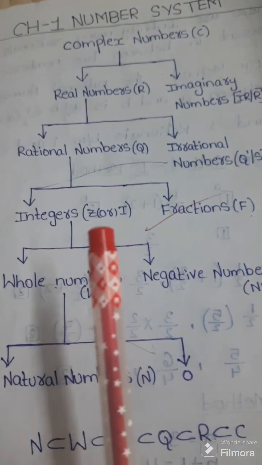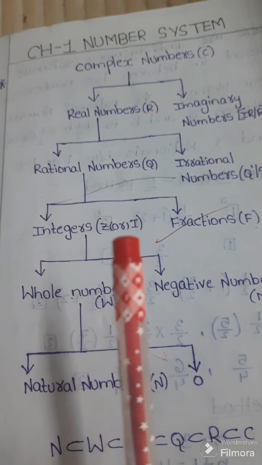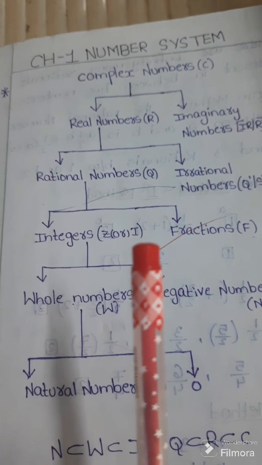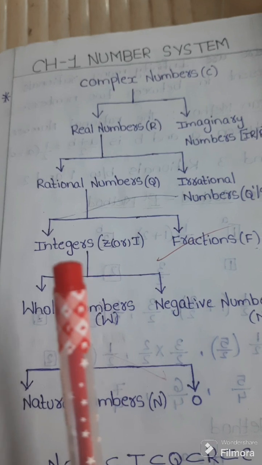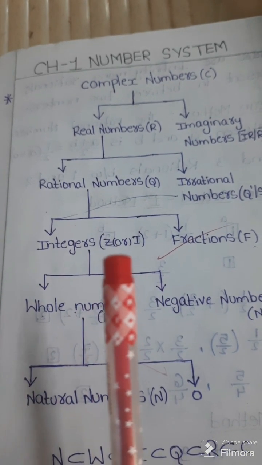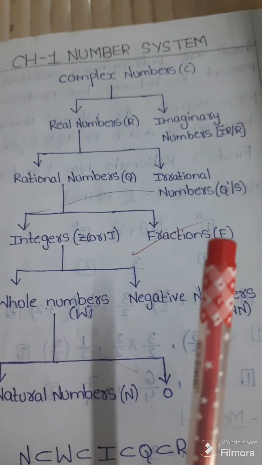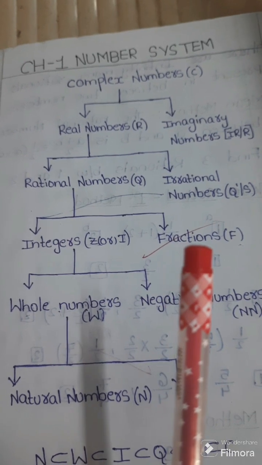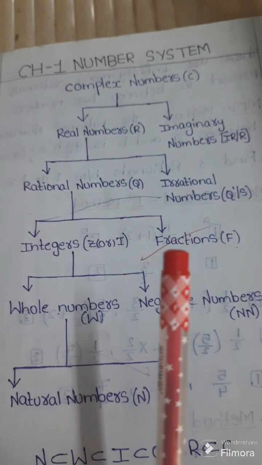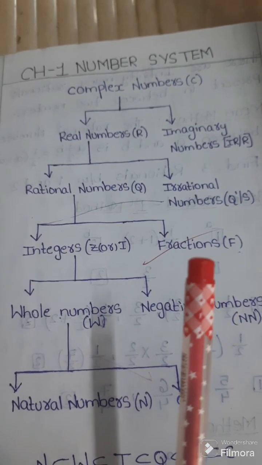Z comes from the German word, and I stands for the English word integer. So integers means negative numbers, positive numbers and zero, entirely. Fractions: a fraction is a part of a whole number. Fraction means numerator by denominator.